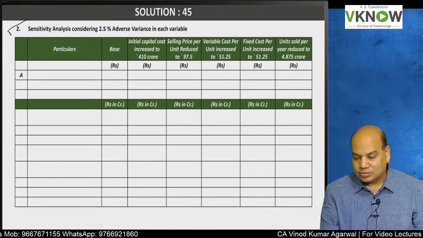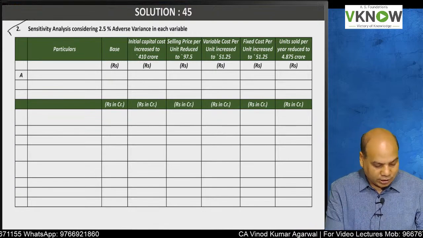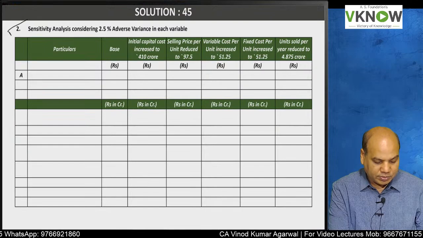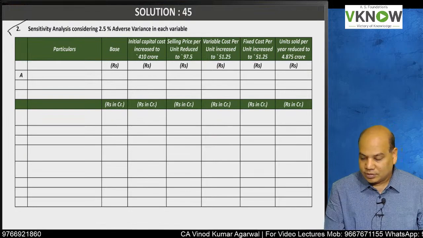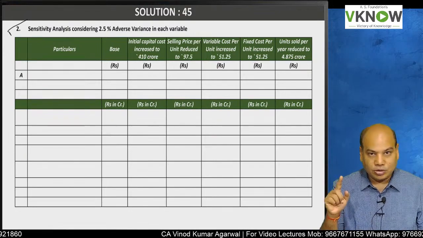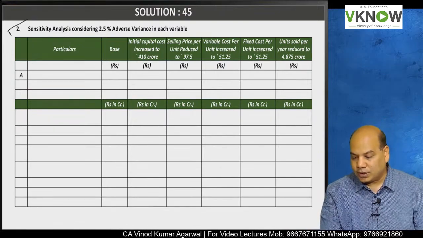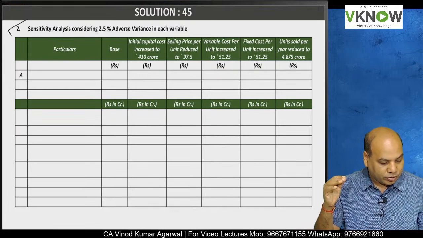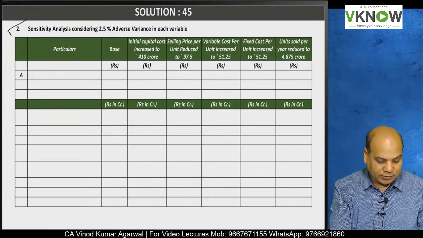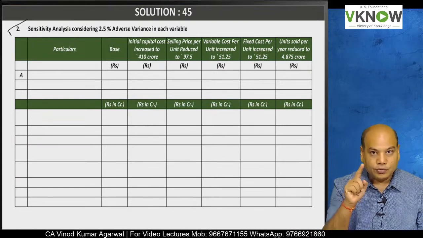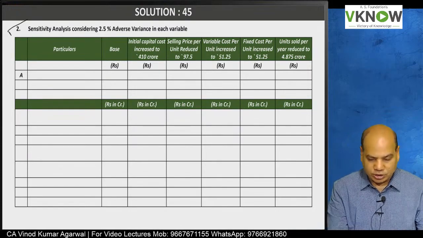97.5. Next column, variable cost per unit increased to, right now it is 50. 50 plus 2.5%, that is 51.25. Next fixed cost. Again 50 crore plus 2.5%, that is 51.25 crore. Units sold: 5 crore minus 2.5%, which is 4.875 crore units.